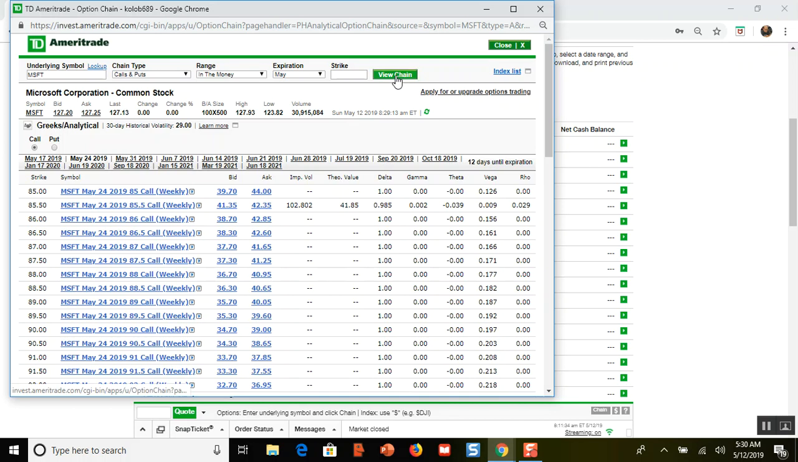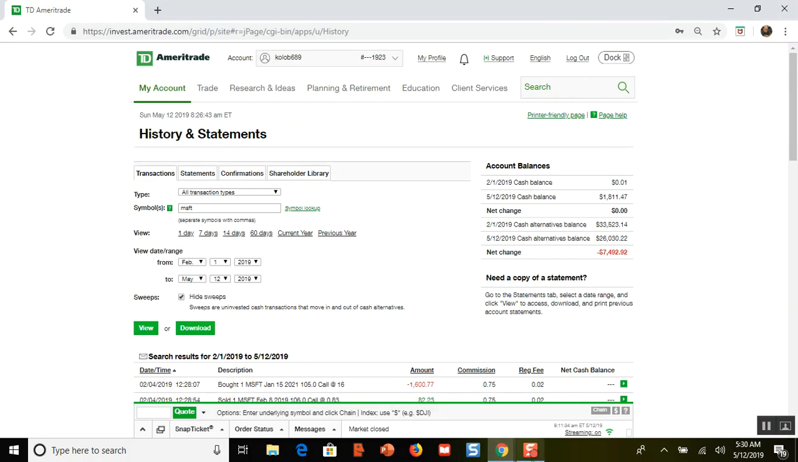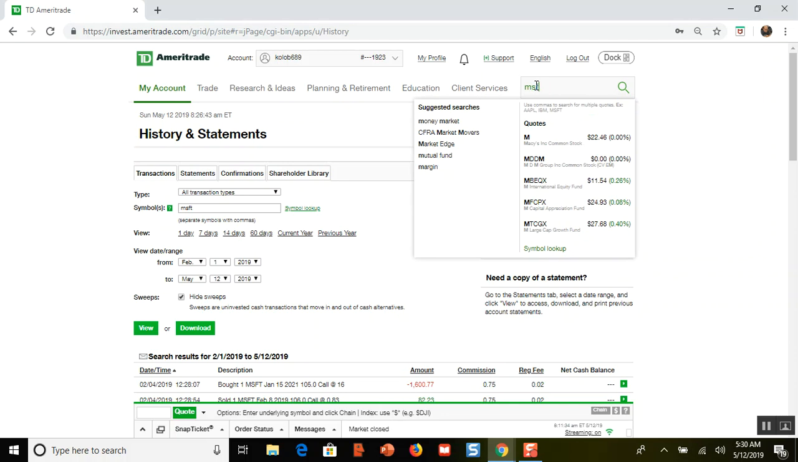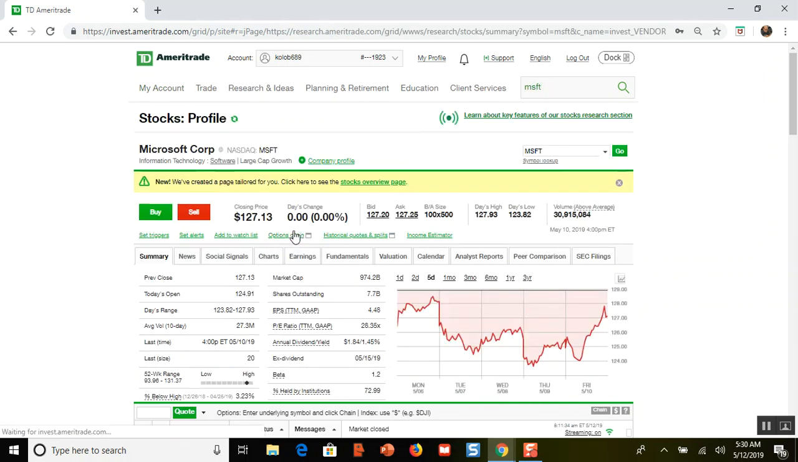Come on, work for me. Okay, let me try to reset here. It's going real slow for me. Let me go back to Microsoft and pull up an option chain like this.